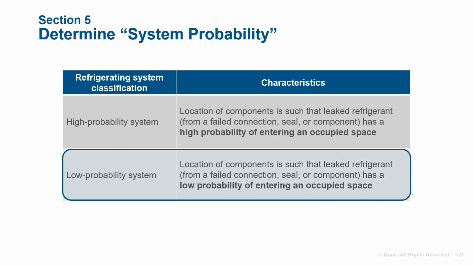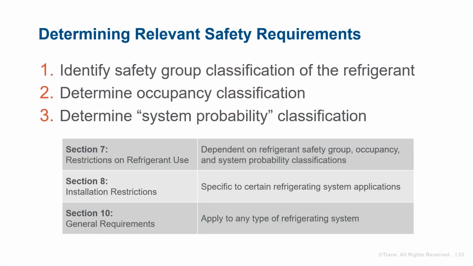In contrast, a low probability system is one in which the location of its components is such that leaked refrigerant has a low probability of entering an occupied space. Now, probably the most common example is a packaged water chiller located either outdoors or in a machinery room. Now, with the safety group, occupancy and system probability classifications identified, let's look at how to determine which safety rules apply.